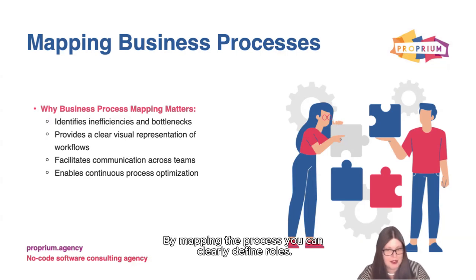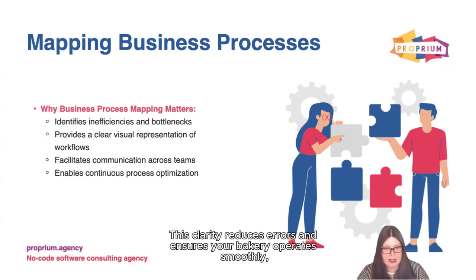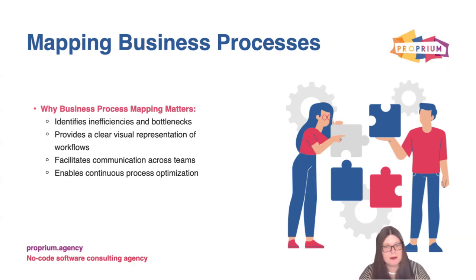By mapping the process, you can clearly define the roles. The baker prepares the cakes, the decorator adds the finishing touches, and then the packager ensures the cakes are boxed and ready for delivery. Each step flows logically, and each team member knows exactly where their responsibilities begin and end. This clarity reduces errors and ensures your bakery operates smoothly even during a busy period.